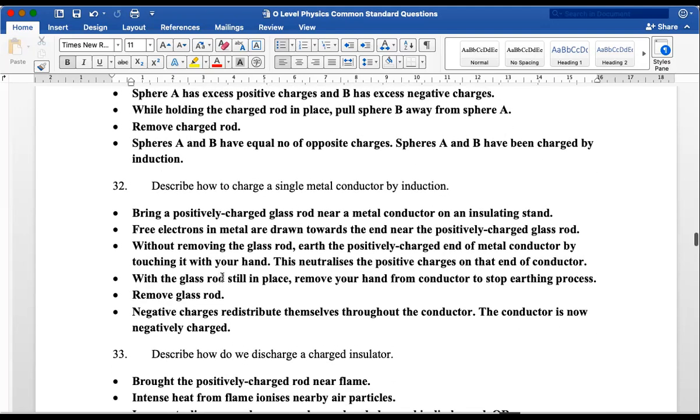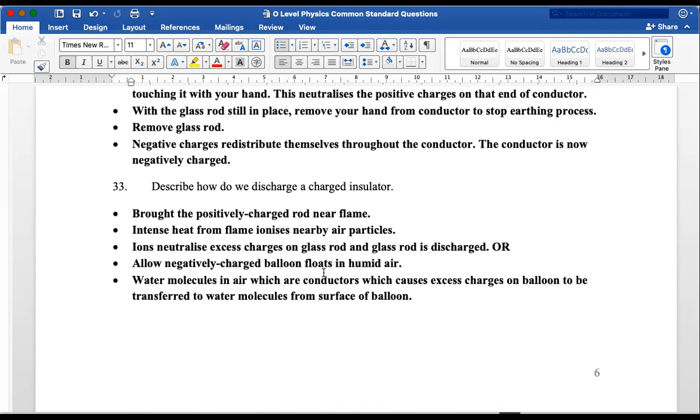For this question 32, if you want to make the conductor positive charge, you can do the opposite by bringing a negative charge rod near to the metal conductor instead. But the flow of charges will be different. So in this case, the positive charges are neutralized. But if you use a negative charge rod to make it into a positive charge metal conductor, then it will be the negative charges being neutralized instead.